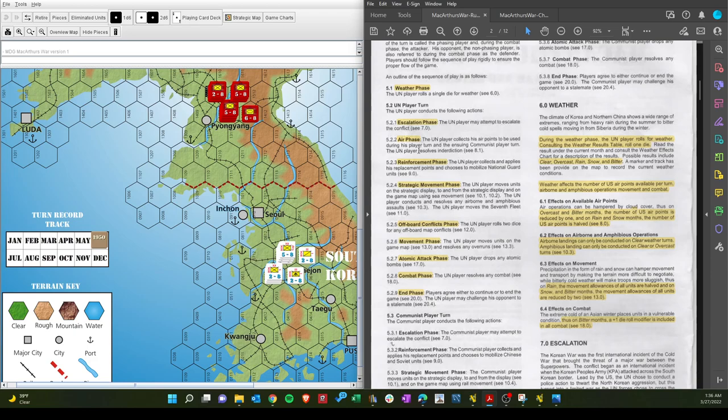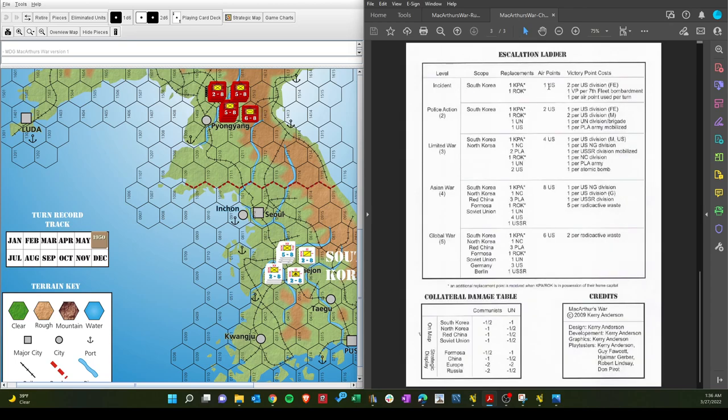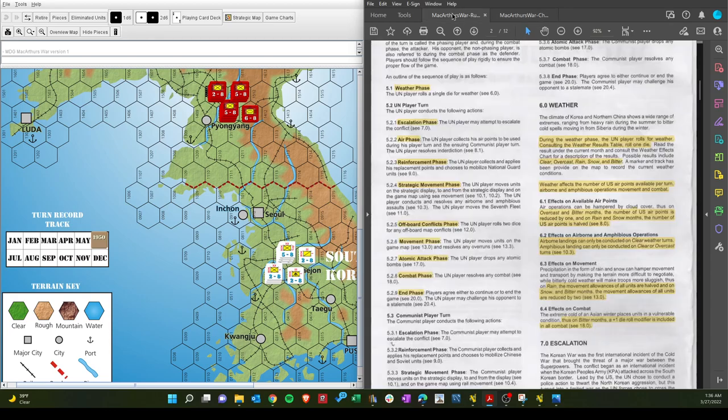Then the air phase. UN player collects air points to be used during the communist turn. And here's where the air points are. And you see they're totally tied to the escalation point. There are no communist air points. We're assuming air superiority for the UN. And depending on the level of the war, that determines how many of the air points they get.